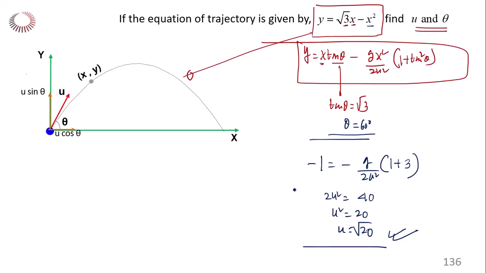So whenever the equation of trajectory is given to you in the form of y versus x, every time try to compare with this basic equation. Once I compare the two equations, I can conclude about theta. And once I know the value of theta, on the next part I can get the value of u also.